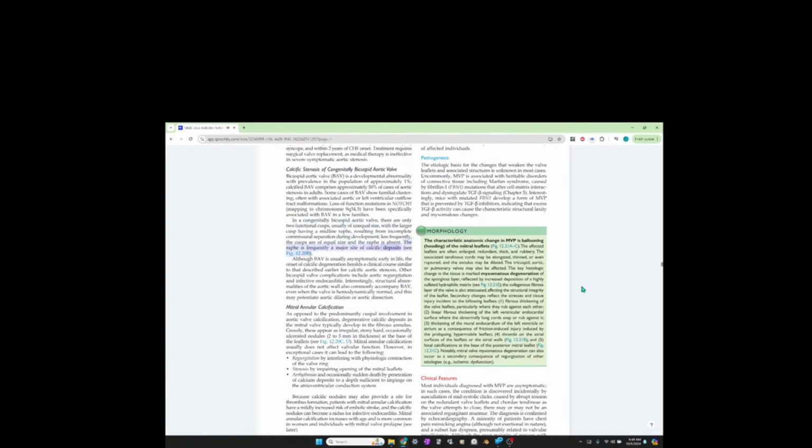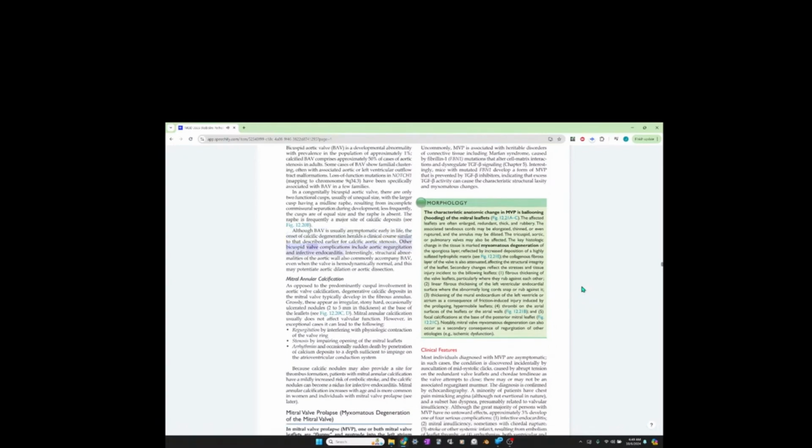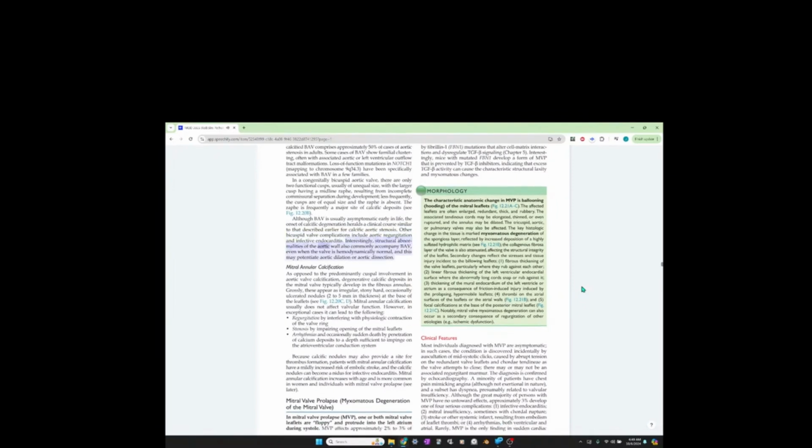Although BAV is usually asymptomatic early in life, the onset of calcific degeneration heralds a clinical course similar to that described earlier for calcific aortic stenosis. Other bicuspid valve complications include aortic regurgitation and infective endocarditis. Interestingly, structural abnormalities of the aortic wall also commonly accompany BAV, even when the valve is hemodynamically normal, and this may potentiate aortic dilation or aortic dissection.